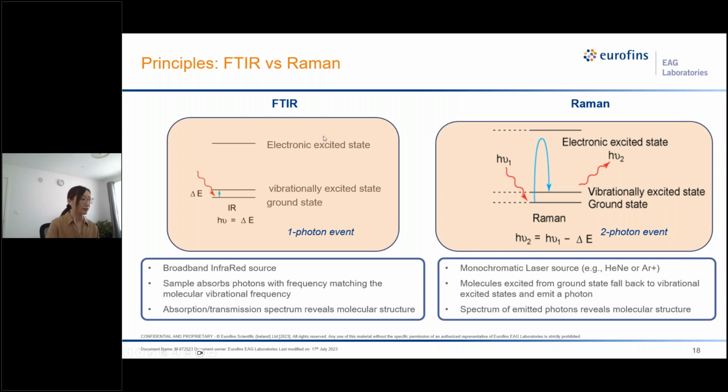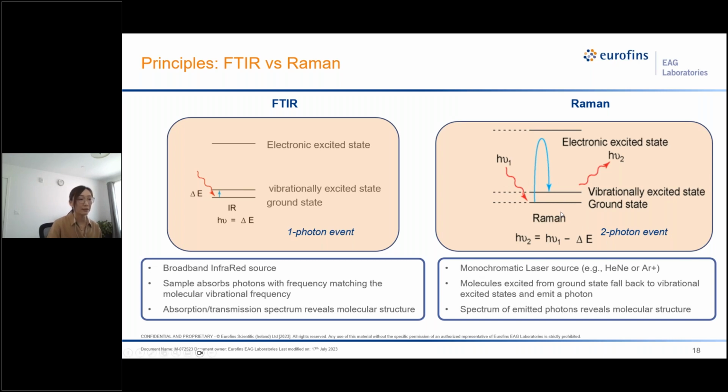In FTIR analysis, a broadband infrared light is utilized as the excitation source. When the sample is illuminated by infrared light, the molecules get excited from the ground state to the vibrationally excited state through the absorption of a photon. Not all photons get absorbed equally. Only the ones with energy matching the frequency of the molecular vibration get absorbed, resulting in an absorption spectrum that reveals the molecular structure of the sample.